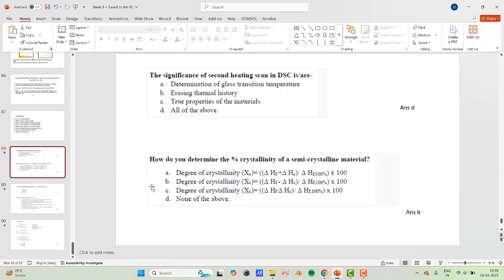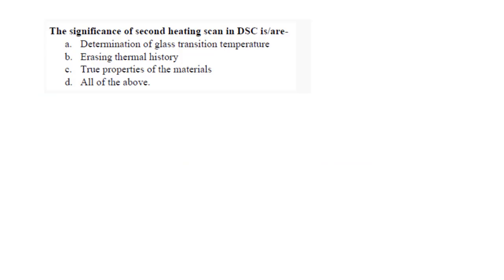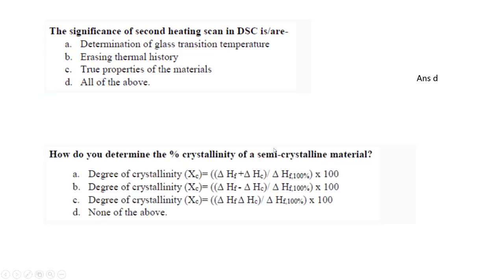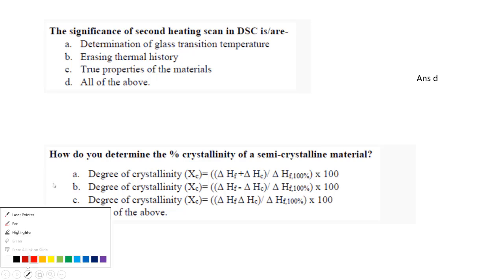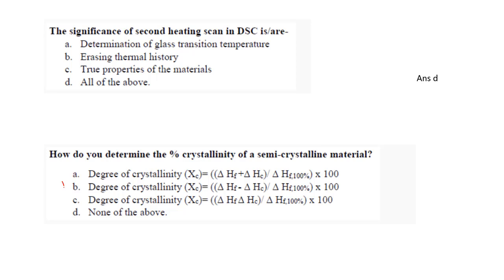So this is the correct answer. Answer B is the right answer: delta Hf minus delta Hc divided by delta Hf 100%, times 100. I'll mark it. B. Here it is, B.